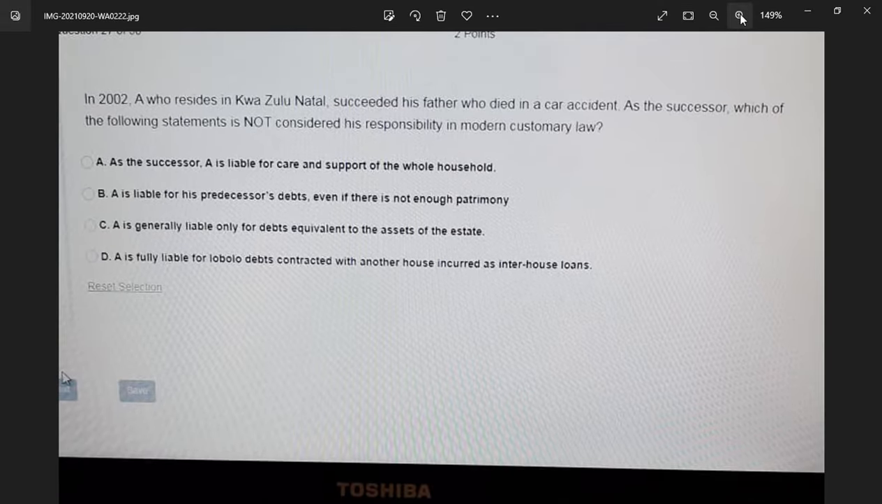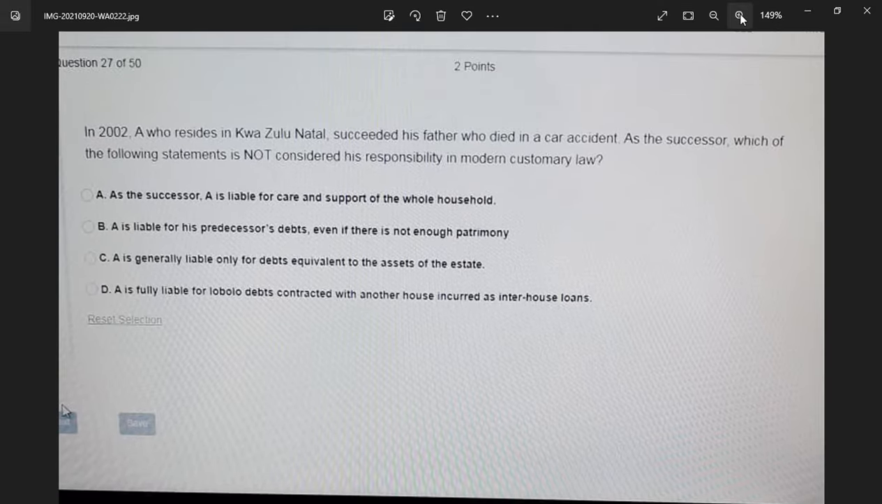I hope they are clear enough. Okay, in 2002, A, who resides in KZN, succeeded his father who died in a car accident as the successor. Which of the following statements is not considered his responsibility in modern customary law?